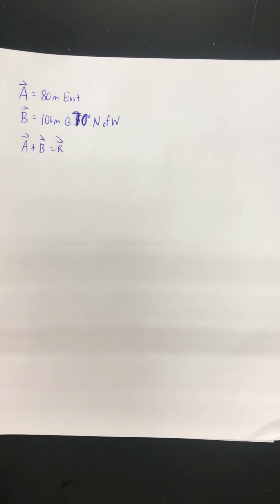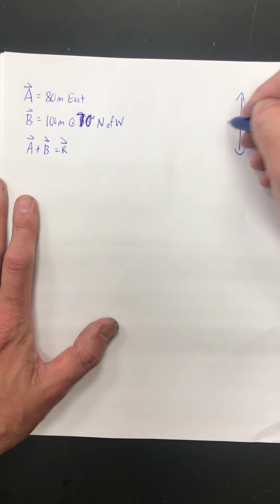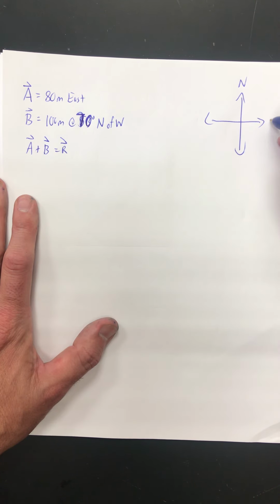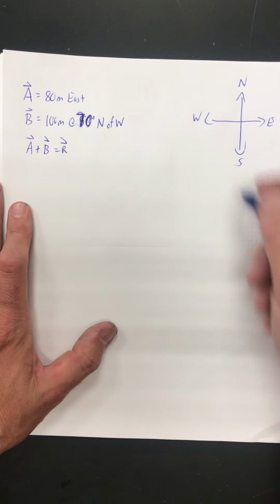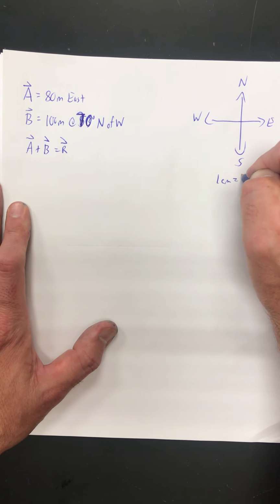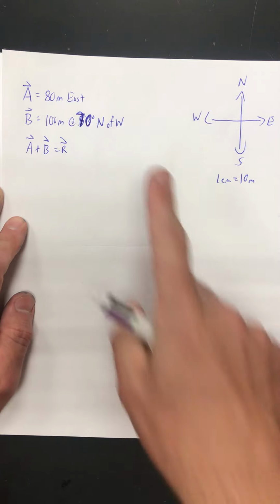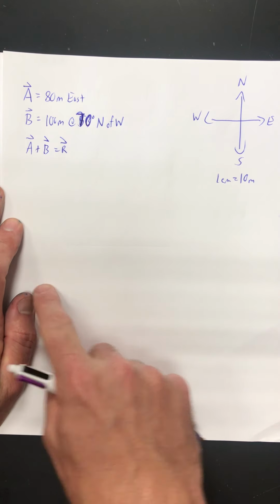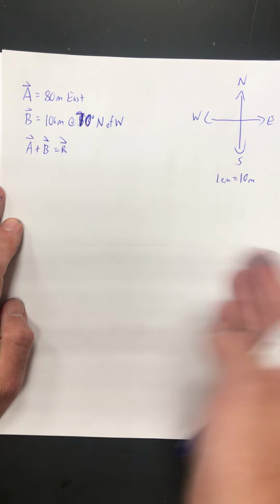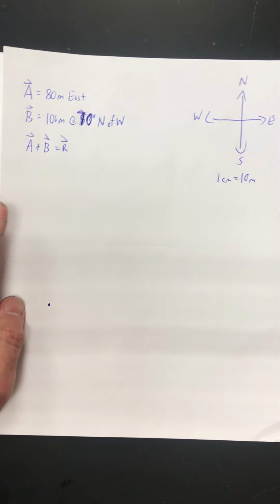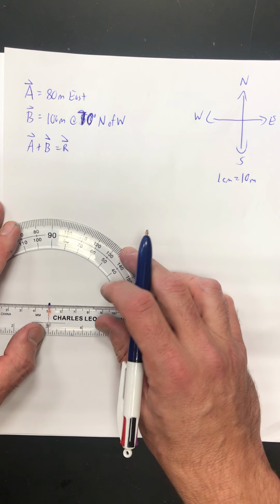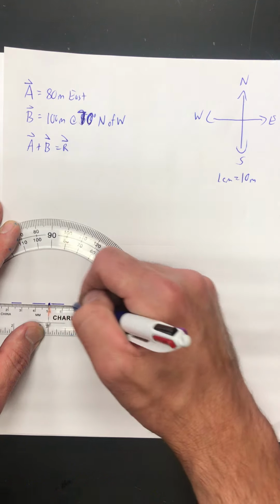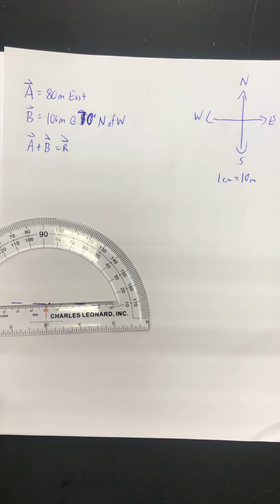So let's do this graphically first. So here we go. North, east, south, west. All right. Let's pick a scale. 1 centimeter is equal to 10 meters. This thing is going to go east and north of west, so I want to make sure I'm towards the side of the page. And I'm going to go north, so I want to make sure I'm down the page a bit there. Let's put in our reference line. Boom. All right, so here we go.